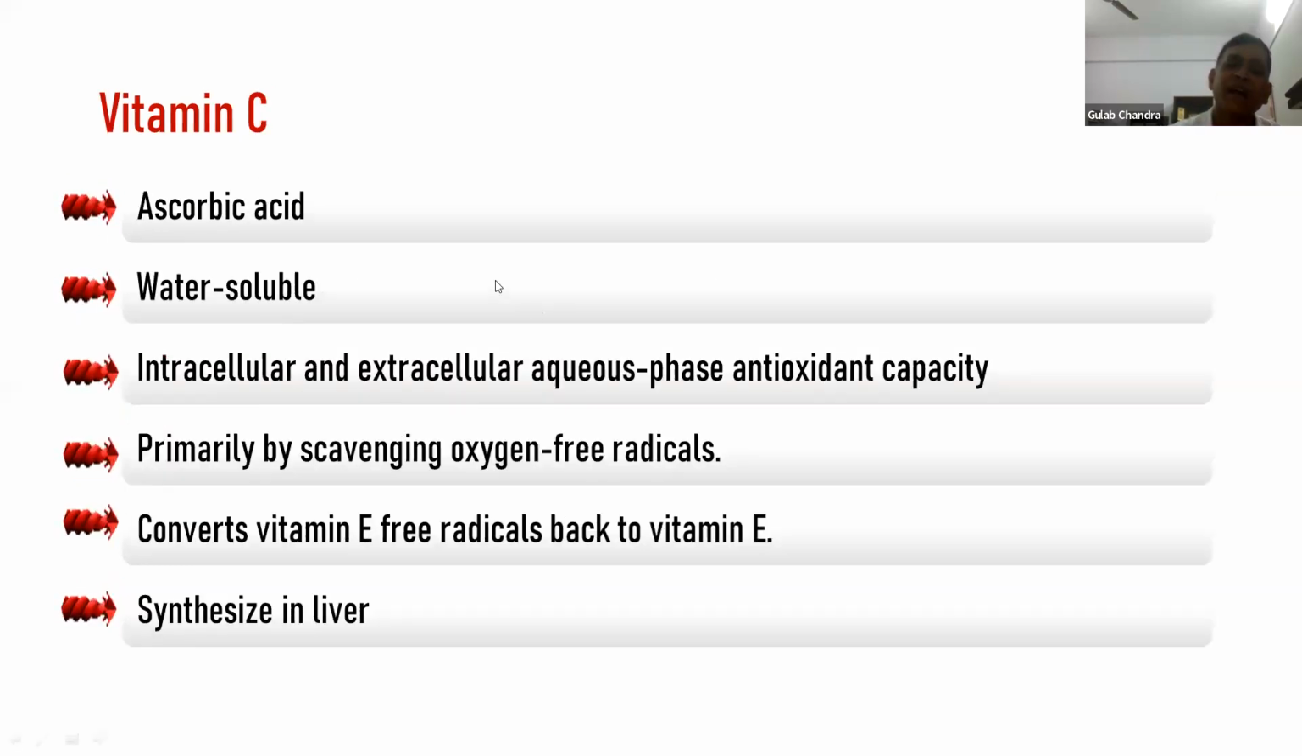Vitamin C is also called ascorbic acid. It is water soluble and acts as an antioxidant vitamin, but it is not given by supplementation because it is synthesized in goats. It primarily quenches oxygen free radicals, the free radicals derived from oxygen. It is also responsible for the conversion of alpha tocopherol radicals into alpha tocopherol.